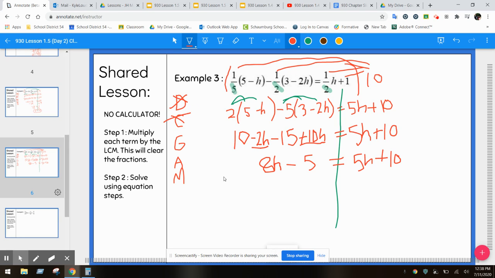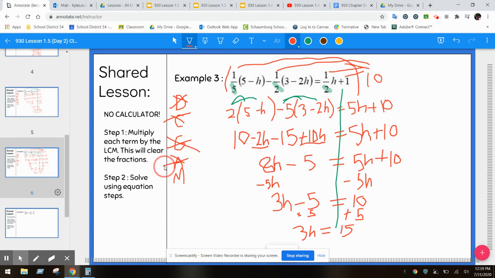Do I have to get the variable on one side? Yes, I do. So I'm going to pick on the little guy. I'm going to subtract 5h from both sides. Subtract 5h here. Subtract 5h here. 8h minus 5h is 3h. Minus 5 equals 10. All right, that step's done. Now I add or subtract my constant, so I'm going to add 5 to both sides. Add 5 to both sides. 3h equals 15.